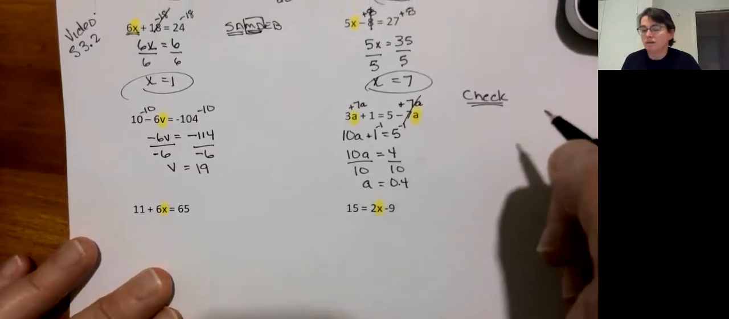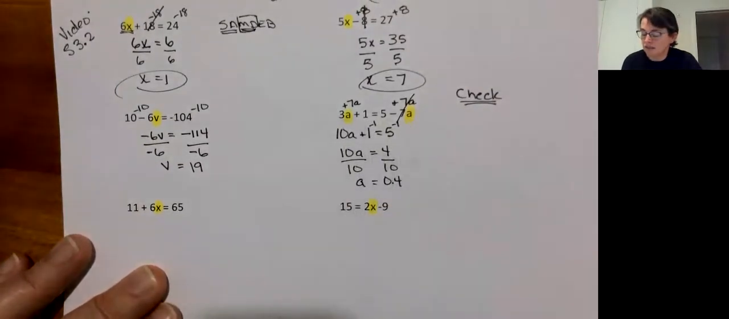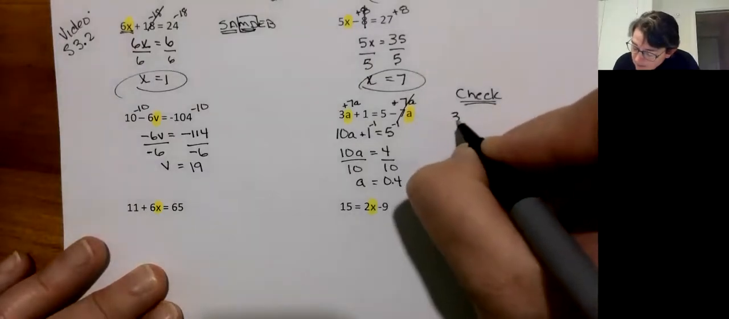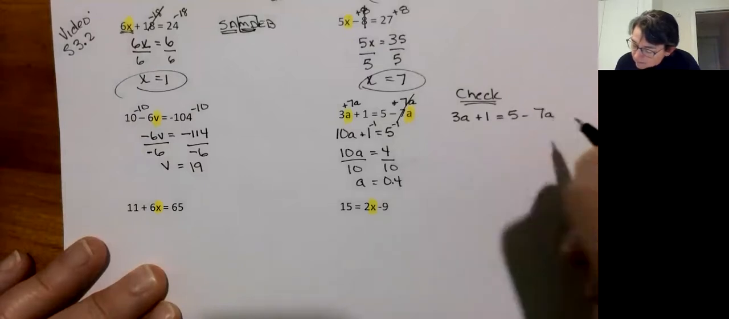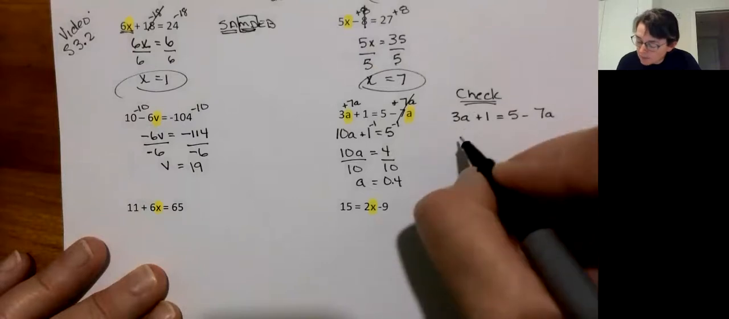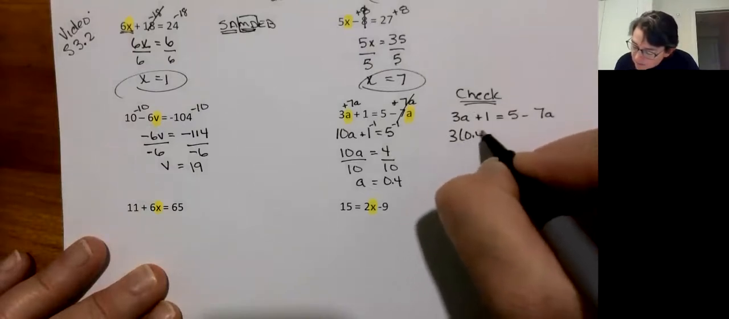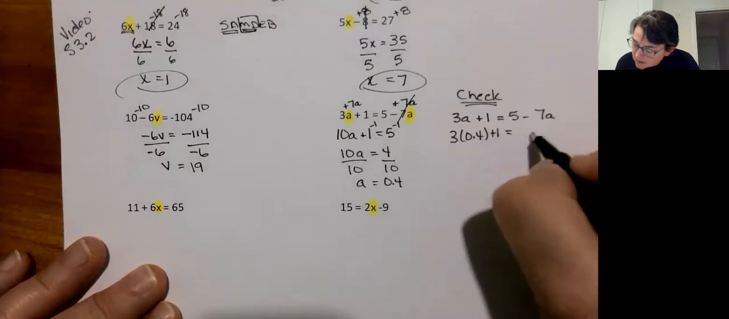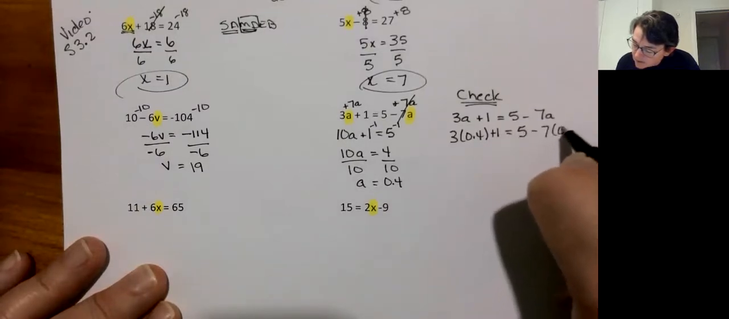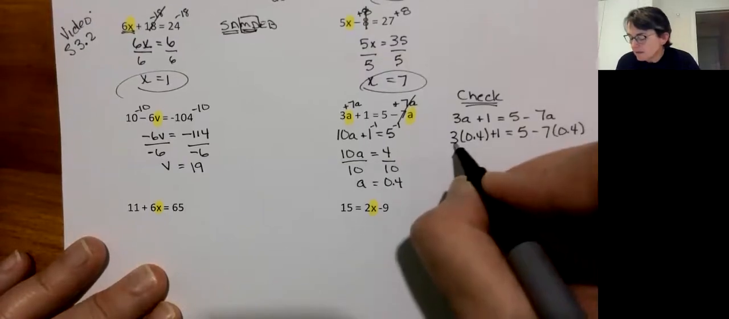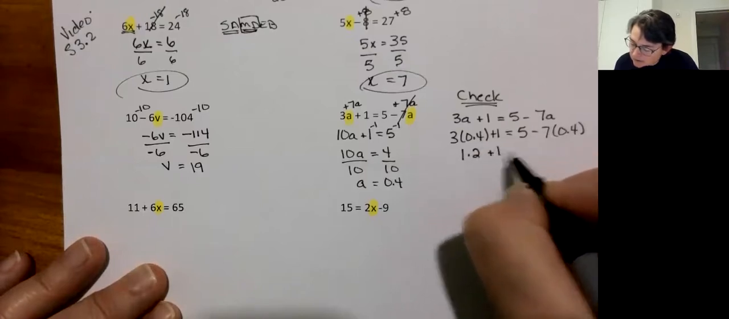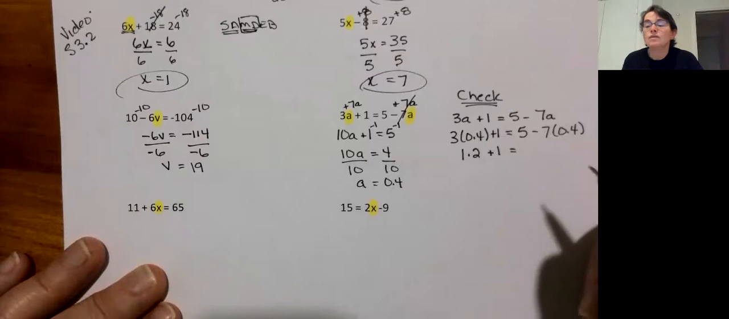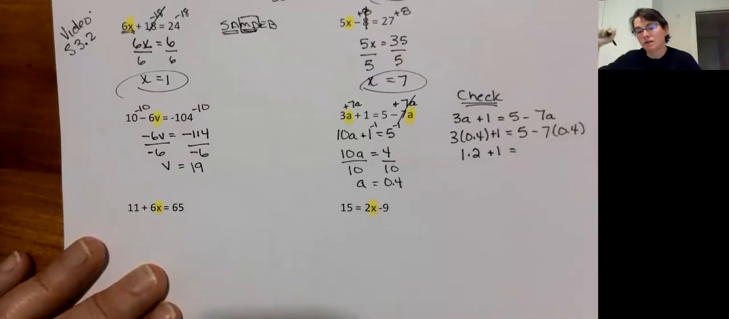This one makes me want to check because I thought all of these questions had whole number answers. So 3a plus 1 is equal to 5 minus 7a. Everywhere we see an a, we put in 0.4. So 3 times 0.4 plus 1 is equal to 5 minus 7 times 0.4. 3 times 0.4 should be about 1.2 plus 1. Notice when you do a check, you never move stuff left to right. You actually work down. There's no moving from side to side.